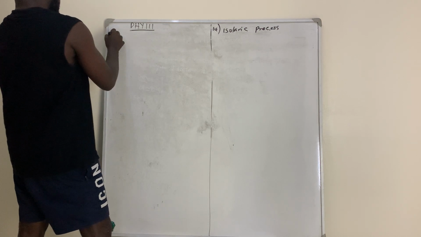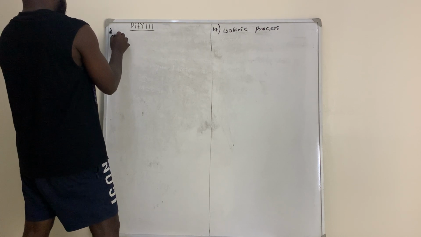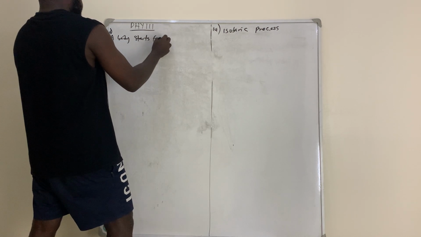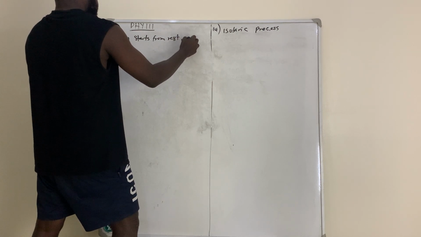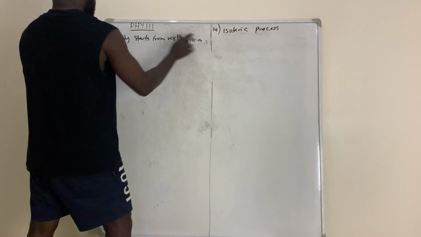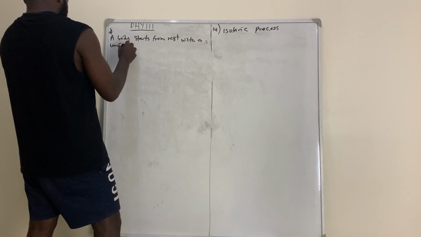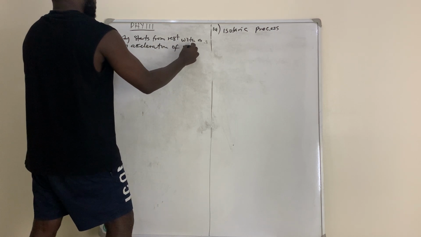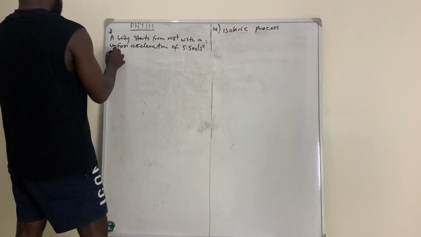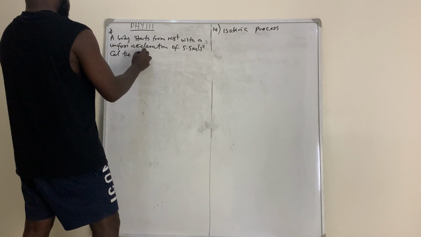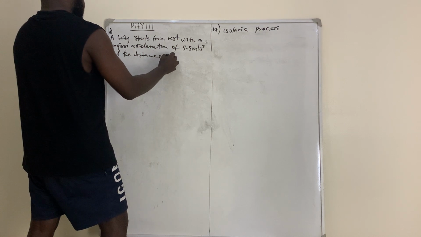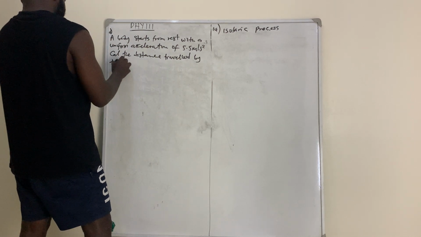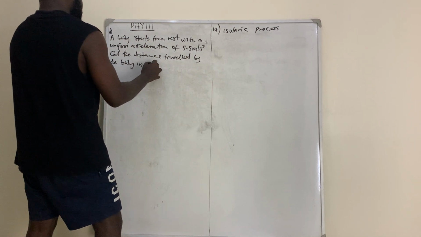So we have question number 18. It said that a body starts from rest with a uniform acceleration of 5.5 meter per second square. Then they say calculate the distance traveled by the body in 20 seconds.